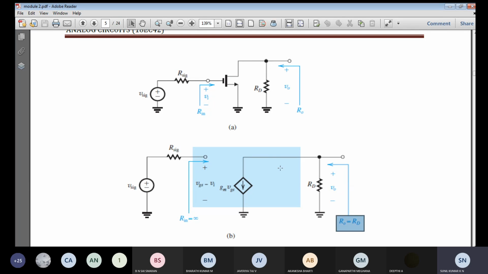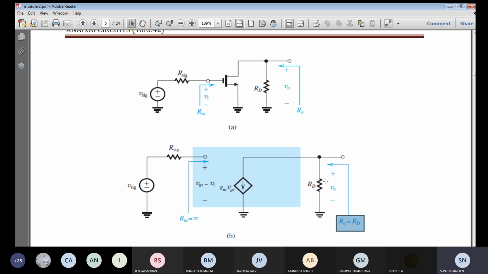So here we have neglected the channel length modulation. That means the finite amount of resistance R naught we have not considered here. If we were to consider the finite resistance, then it would be a parallel of these two, and that would be the equivalent resistance. But in this functional diagram we have neglected the channel length modulation, so you are not going to have any finite resistance between the drain and source. So there is no R naught between drain and source.